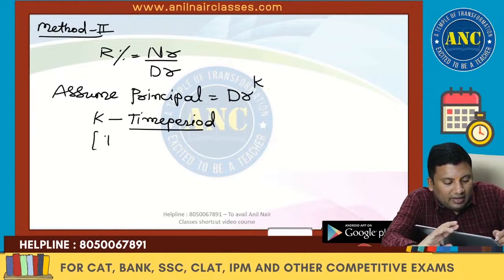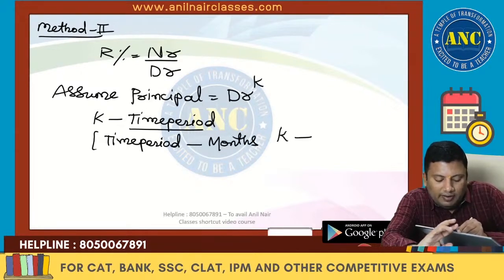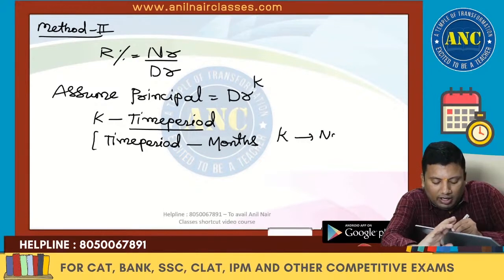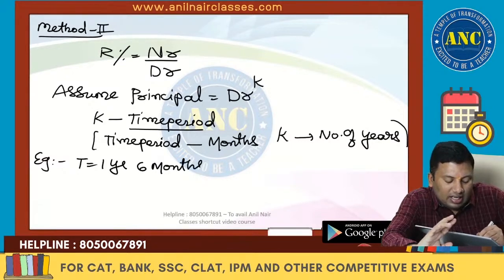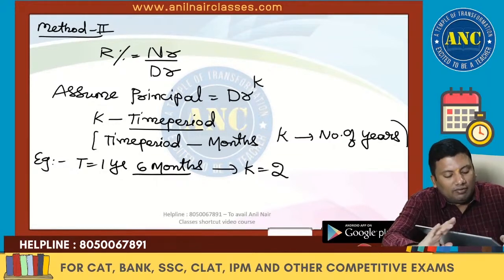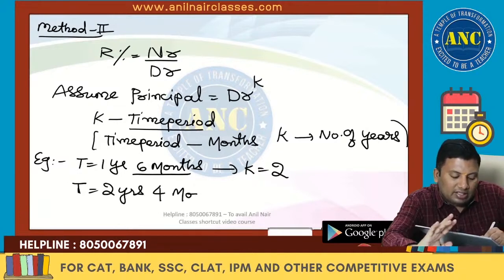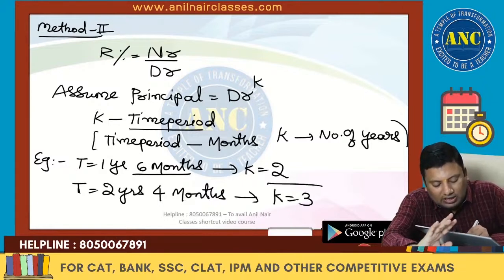If the time period given is in months, take the k value as the number of years. For example, if the time period is given as 1 year 6 months, that means in the second year the 6th month is in progression. So k is nothing but 2. If the time period is given as 2 years 4 months, the 4th month of the 3rd year is in progression, so k is nothing but 3.